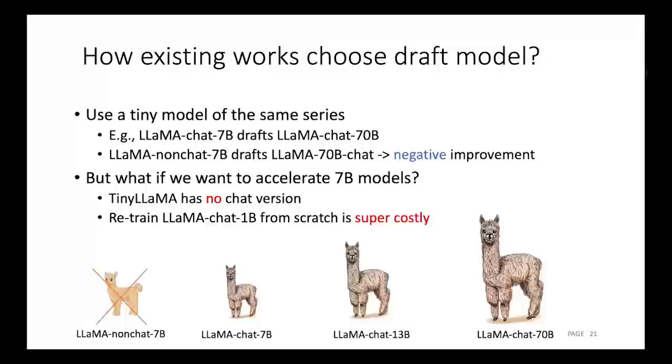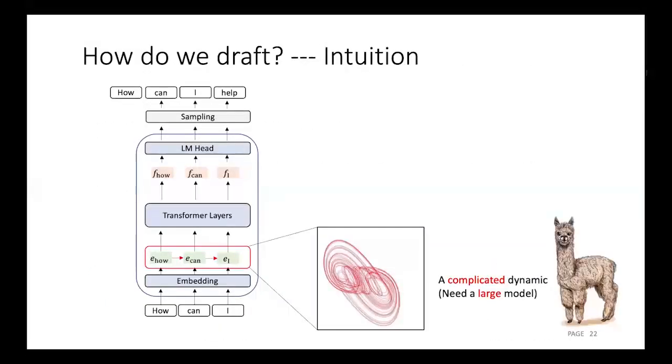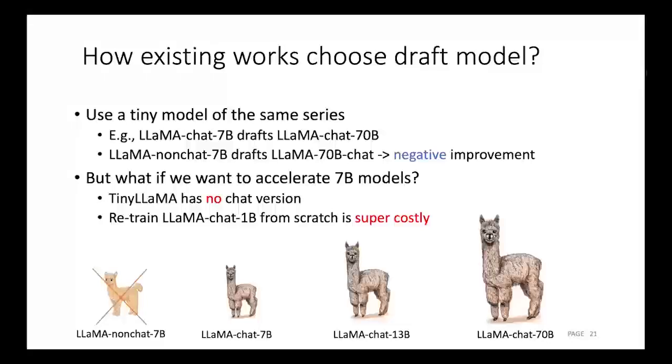And also another problem is, what if we want to accelerate the Llama-2-chat 7 billion model? This already is the smallest model in the same family. We don't have even smaller models than the 7 billion model within the Llama family. Some people may say we can use TinyLlama. This is another model, but the issue is that TinyLlama has no chat version. And also some people may say you can pre-train another model from scratch. Let's say you train a Llama-2-chat 1 billion model from scratch, but you can imagine that will be super costly. So we want to firstly save the cost, and also we want to solve this problem. Let's say we want to accelerate a very tiny model. How can we do that?